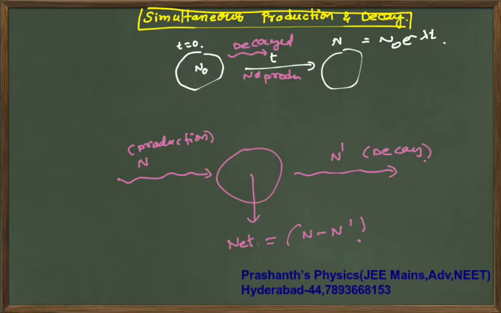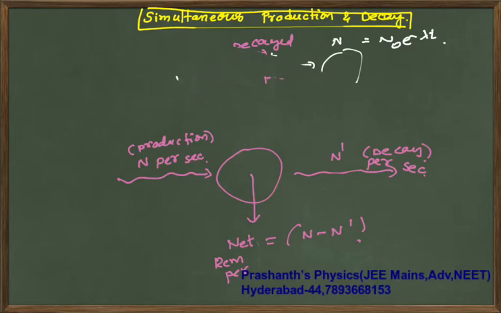Hope you are understanding what I am trying to tell you. Simultaneous production and decay means at every instant N nuclei per second are being produced, and at every instant N dash nuclei per second are getting decayed. Net remaining per second will be N minus N dash. So I am talking of this part. In this case, what is the activity, how many nuclei will be present after time t, these kinds of questions we are supposed to answer. For this I will give a logic, don't worry. Now copy this.